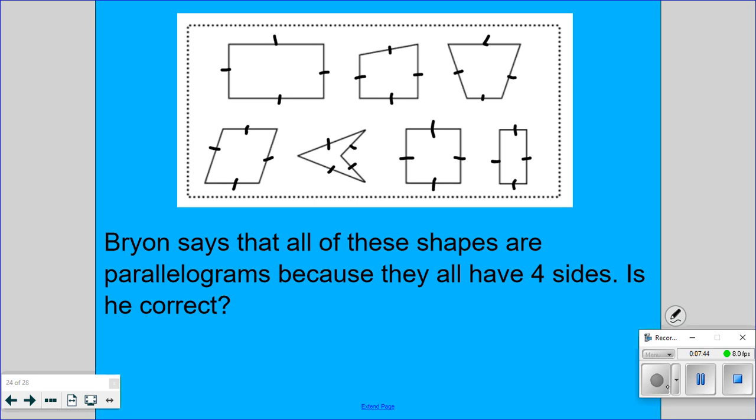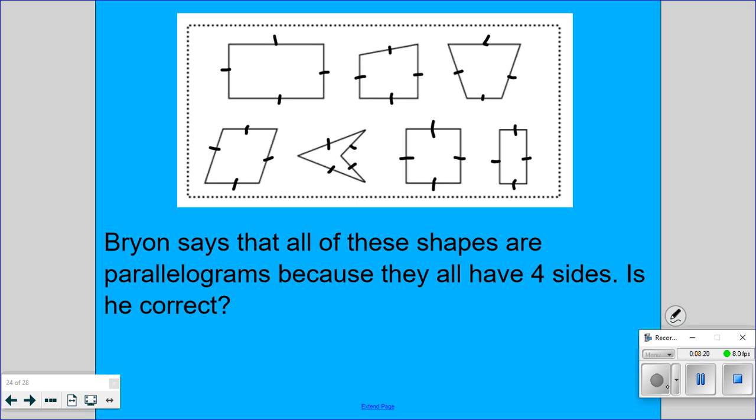Is he correct? Rachel, what are your thoughts on that? I think he's not correct. Oh, Mason says, wait a second. Parallelograms have to do something with those lines. What do parallelograms have to have? Finley? Yeah, they have to have parallel sides. How many pairs of parallel sides? 2.